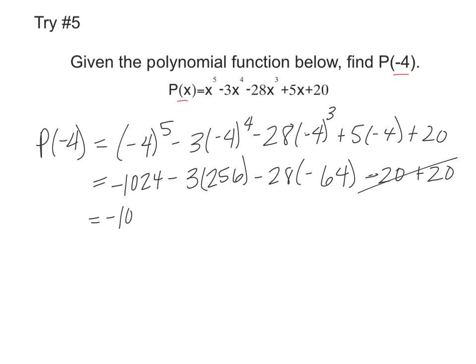So keep going. Negative 1,024 minus 768 plus 1792. And our total is going to equal, I was surprised, okay, our total is going to equal 0.